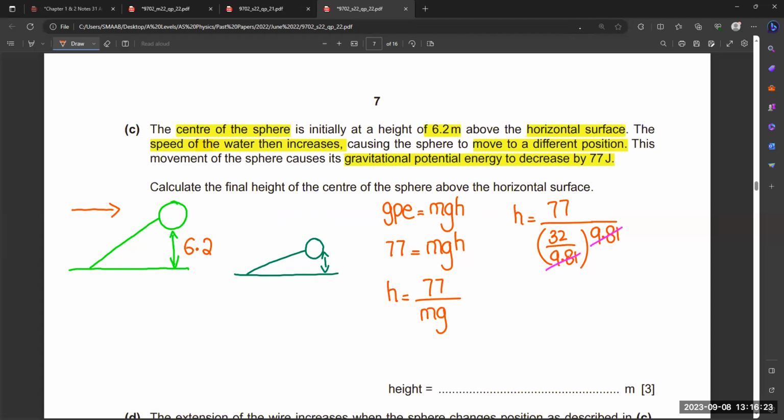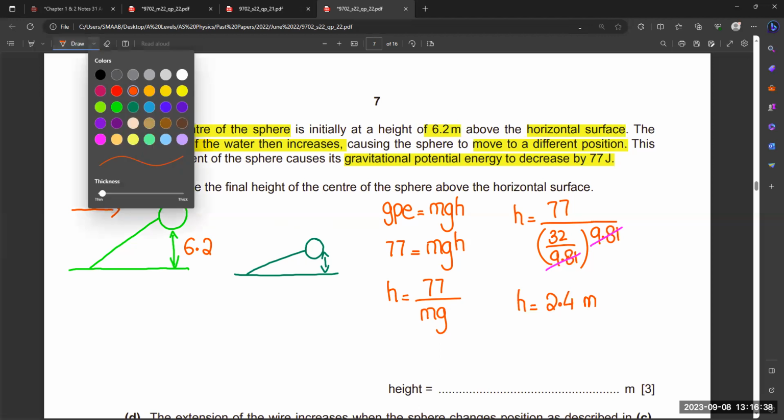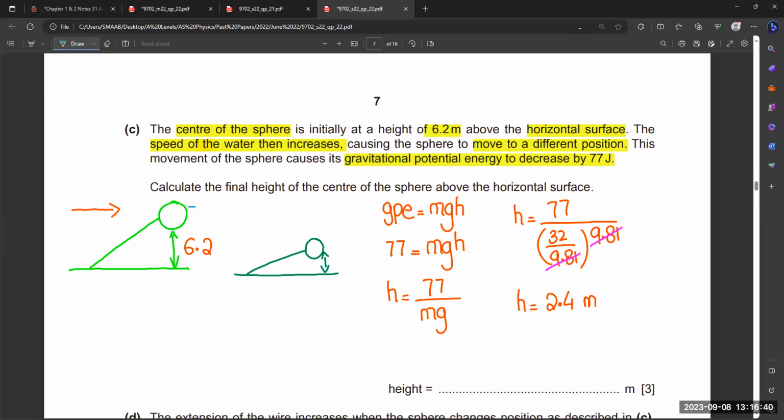So now we are taking height 2.4 meters. And now they are asking to calculate the final height. So 6.2 minus 2.4, because you know that we have to take the reference like this, that this is the initial and this is the final. And the answer is 3.8.